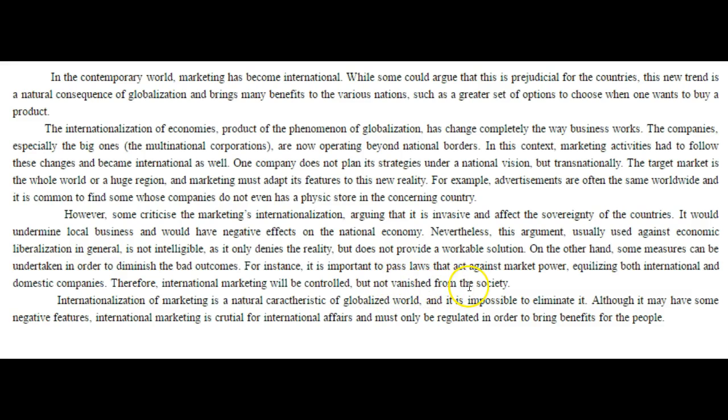Vanished is not a great word to use here. I would say international marketing should be controlled, but to ban it completely would be harmful. Explain our thoughts. International marketing, or the internationalization of marketing, is, I would say, an expected characteristic of a globalized world, and it is impossible to eliminate. Although it may have some negative features, international marketing is crucial for continued international cooperation, I would say, and must be regulated to ensure it brings benefits to the people concerned.